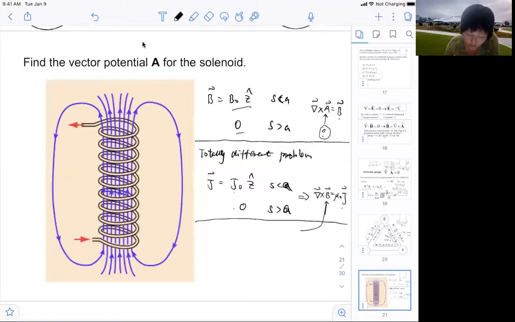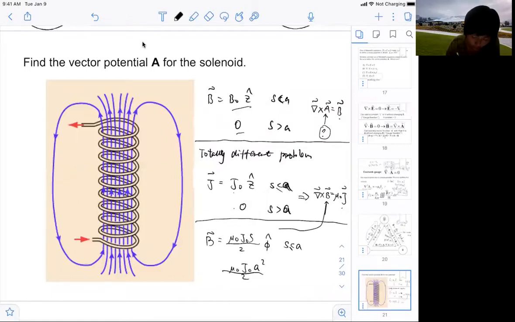So we're going to flip to our notes and we found, okay, we solved this problem. The B is mu naught J S over 2 phi hat inside. B is mu naught J a squared over 2S phi hat outside.